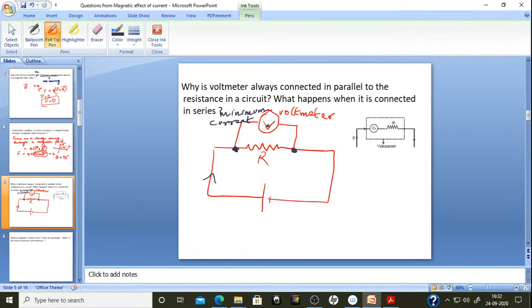But if you connect this in series instead of parallel, suppose you connect it here instead of here, then what will happen? The current will go through this path also, so the current will pass through this point also. In that case you cannot measure the potential difference. Is it clear?